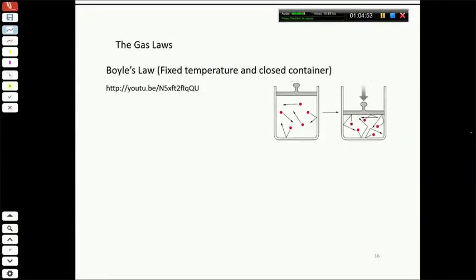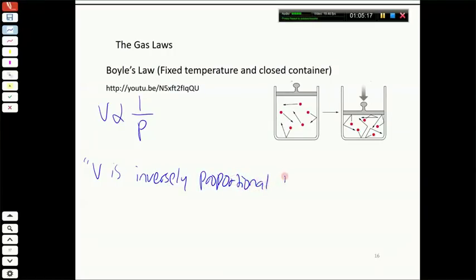And that's where we have a constant temperature, but we're changing the volume and the pressure. And so what Boyle's law tells us is that volume is inversely proportional to pressure, or volume is proportional to 1 over the pressure. So volume and pressure are inversely proportional to each other.